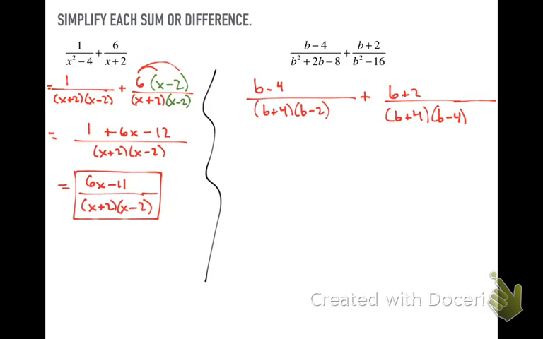So we will make the match by multiplying by what we need. This fraction needs a b minus 4, so we multiply it to the top and bottom. Notice I put parentheses here to remind myself that I need to FOIL up there. Over here, this fraction is missing the b minus 2.